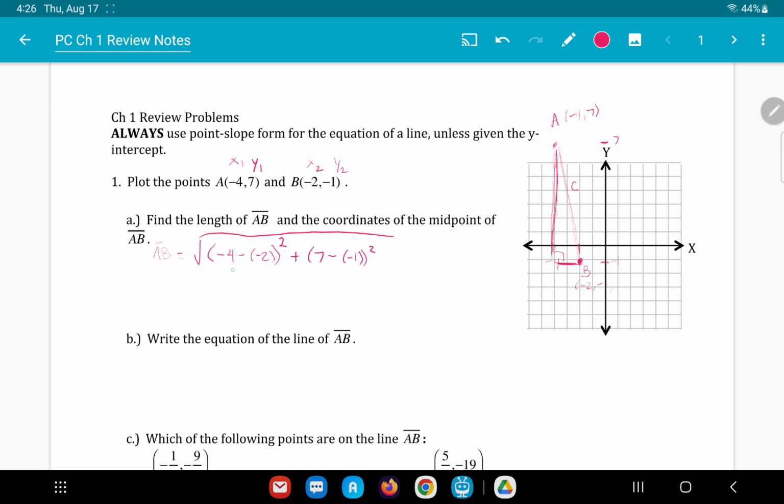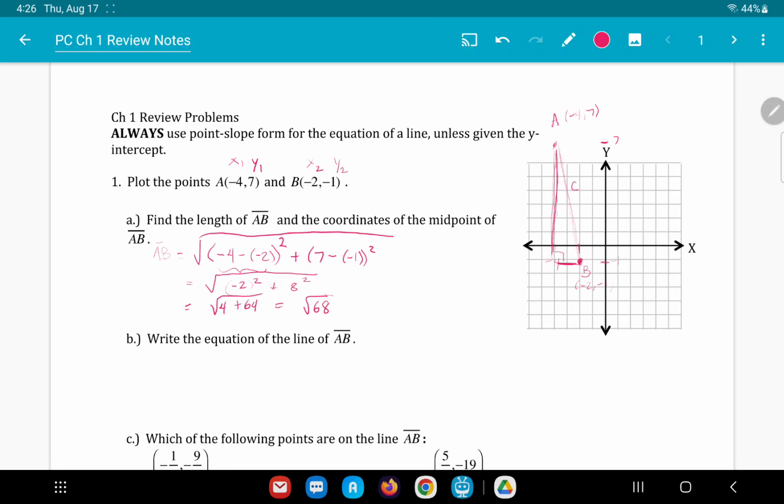So we have -4 plus 2. -4 plus 2 will give us -2. And then we're going to square that. Plus 7 plus 1 is 8. And then we're going to square that. And don't forget that everything is still within a square root. And then we're going to get -2 squared. That is 4. And 8 squared is 64. So we have the square root of 68, just like that.